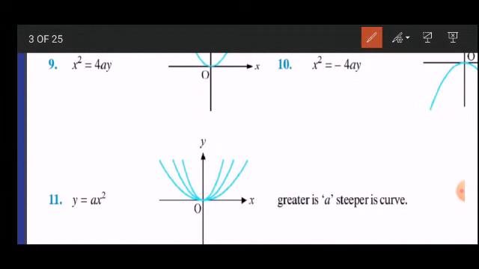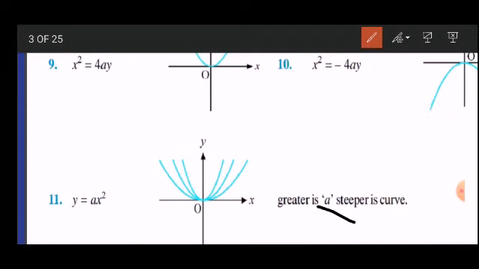So let me explore this part, how this is coming. As the power of just this one, y equal to ax square. Okay, so greater is a, steeper is the curve. If a is greater, the curve becomes steeper, and it also depends on the power of x. Let me explore this more.